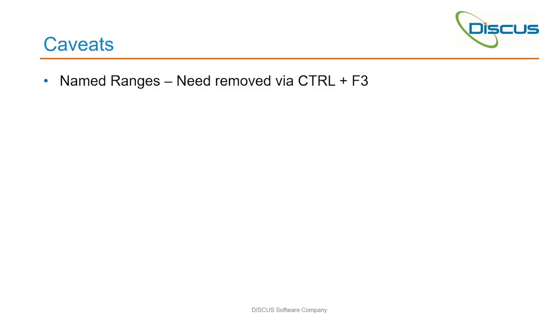First, let's talk about what isn't supported in our Excel export. Named ranges in your template will cause an export error within DISCUS. By opening your template and pressing Ctrl plus F3, you can see whether named ranges exist in your template or not. Due to technical limitations in DISCUS, these need to be removed from your template.